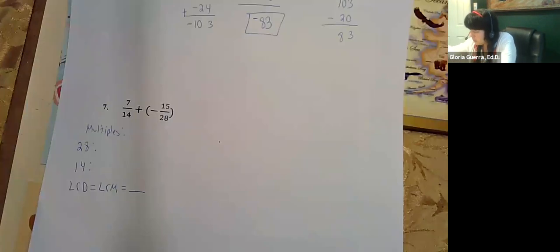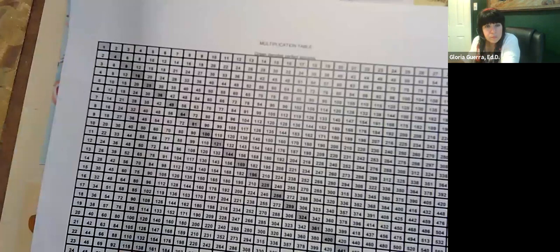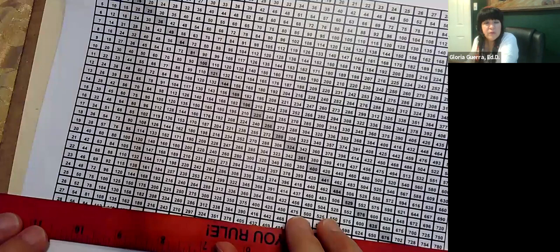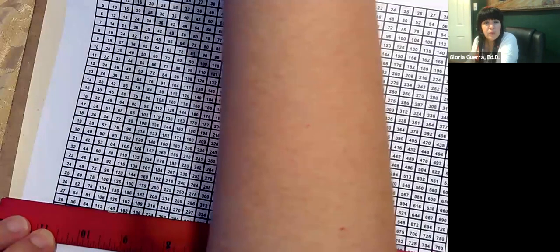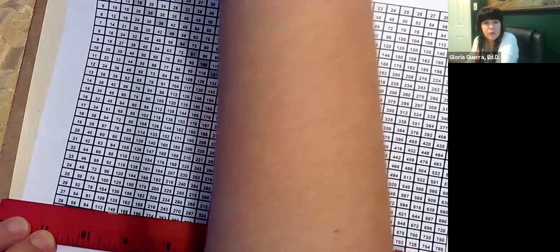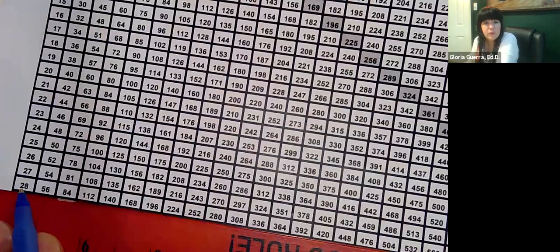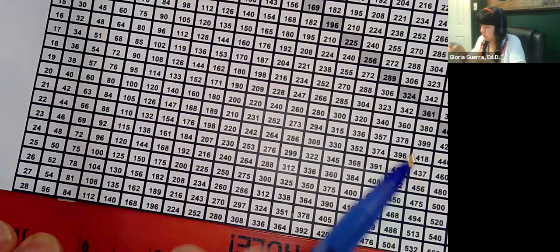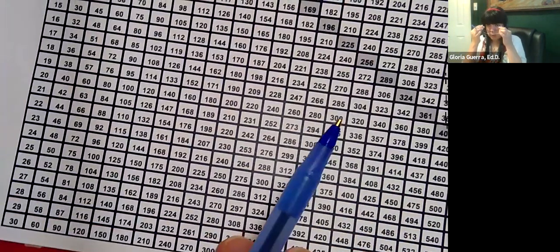So if I look at 28, use my ruler here. Okay, so can you see those numbers there? Okay, so list a few. 28, 56, 84, 112, 140, 168, okay, 196. So I'll stop there. So let me write this down. Let me get my glasses. The numbers are small there.